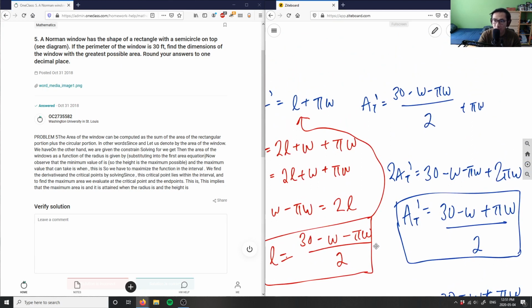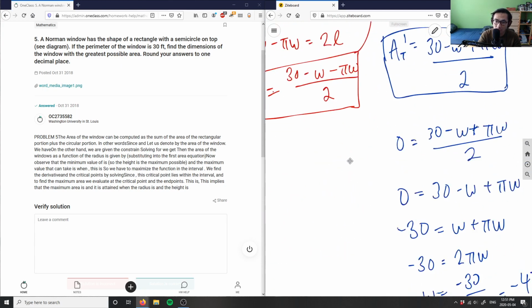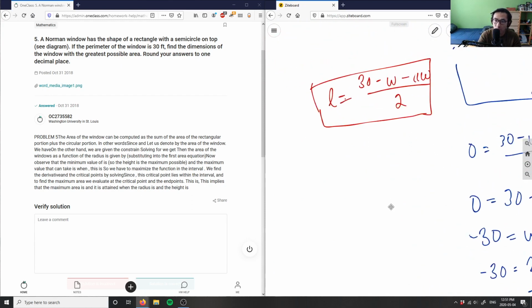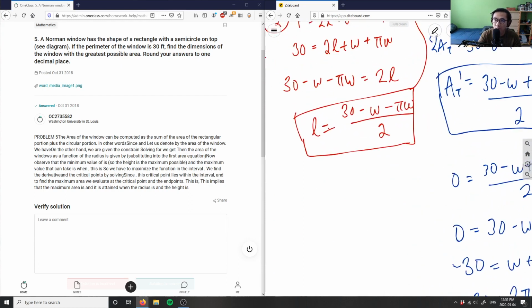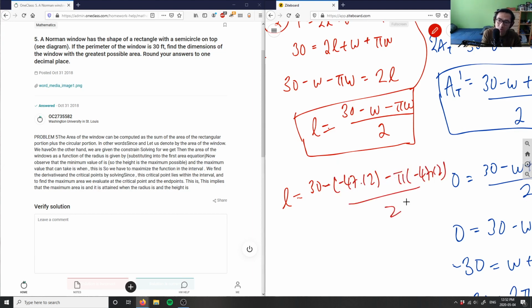Yeah, I can substitute here for my length. So to solve for my length, if this is 47.12, my length here would be, let me just solve this guy here. So length L equals 30 minus negative 47.12 minus pi times negative 47.12, all over 2. A very, very big fraction, I'll just use my calculator.